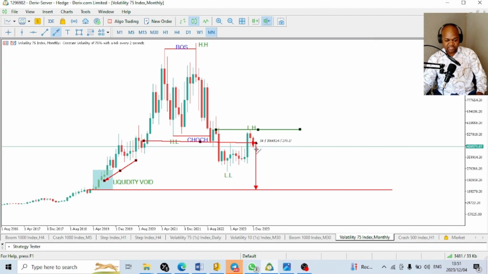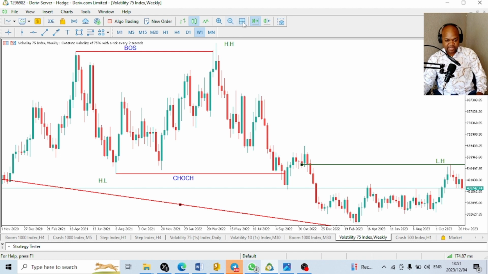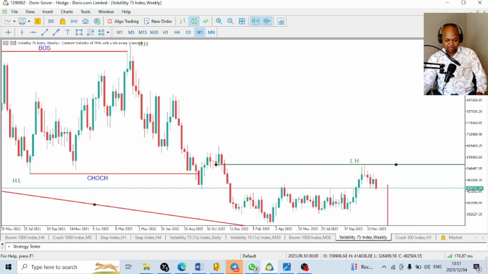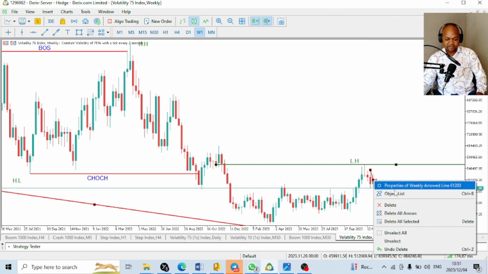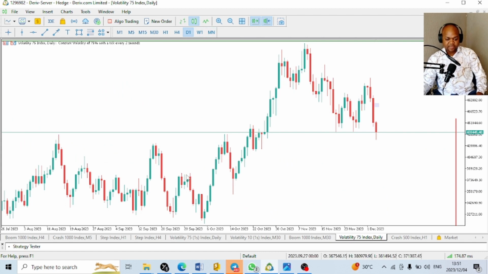So I'm anticipating that price should come and hit this level. If you go to the weekly, we were able to identify that the price used this weekly order block, and price currently has respected this order block and is currently moving downwards. So for this week, we are anticipating that the trend in volatility 75 is going to be bearish because of this analysis. If I go on the daily, let me just quickly go to TradingView.